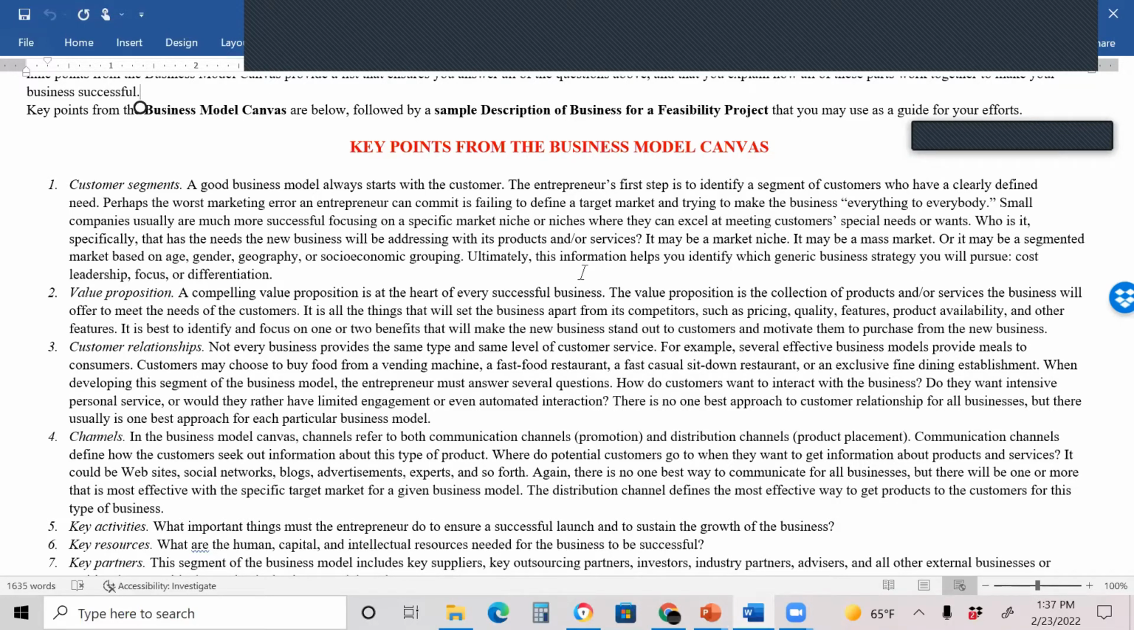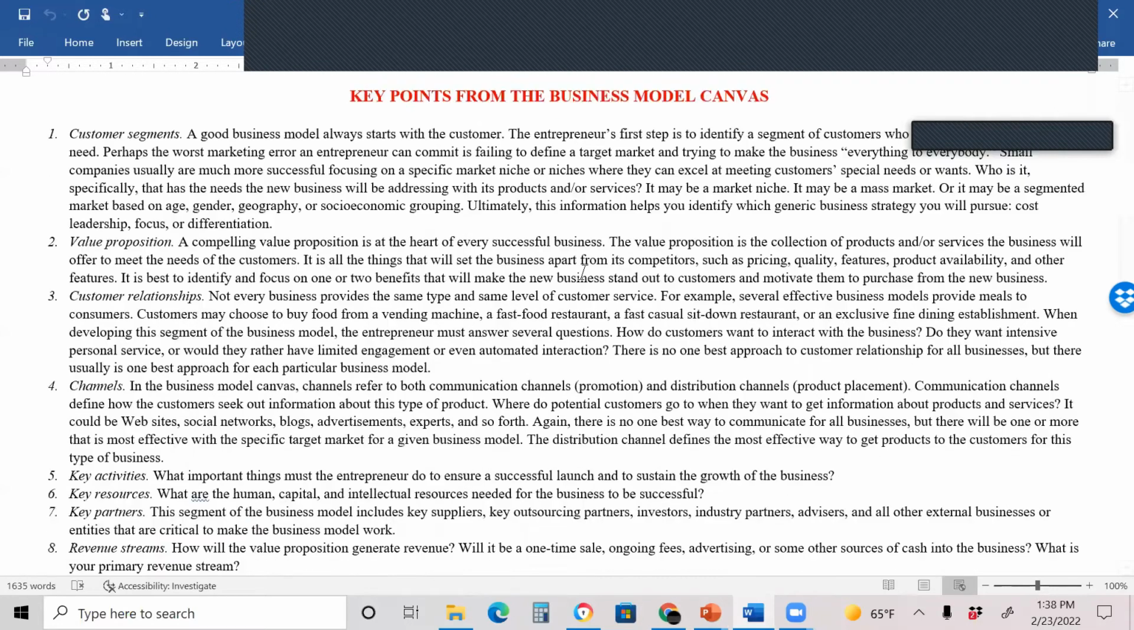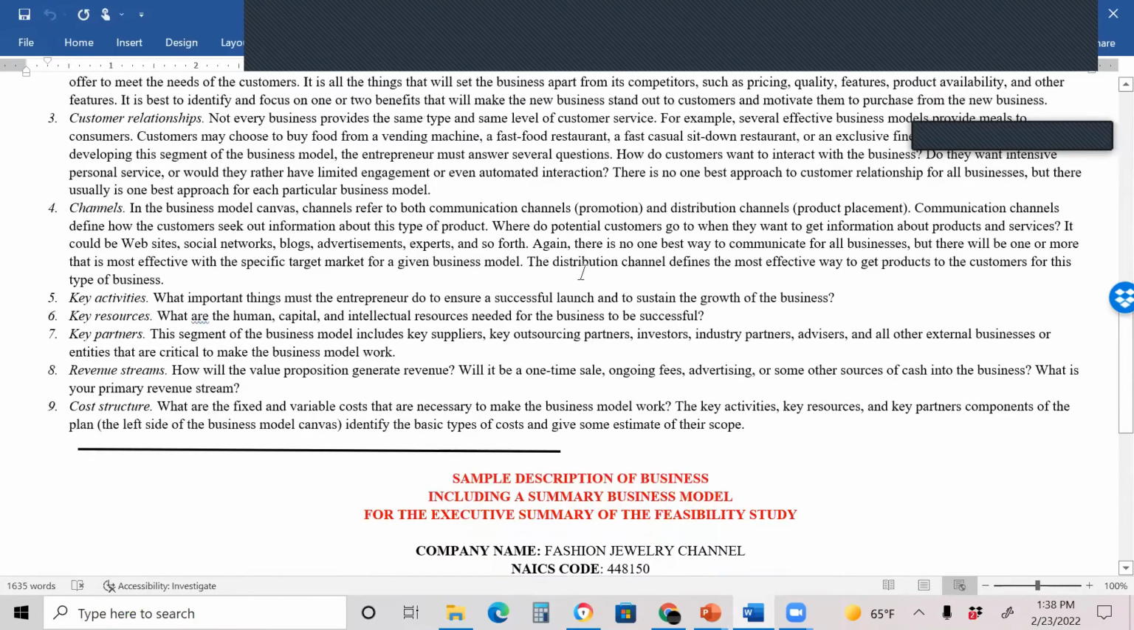Even if you do have a mass market, there's usually going to be some sort of value proposition that makes even the mass market attracted to your product. But your customer segments is central to your business model. Your business model is going to start with you identifying them. Your value proposition, your customer relationships, and then your marketing channels, and then any key activities, resources, partners, revenue streams, and unique factors about your cost structure are going to be relevant to your business model.